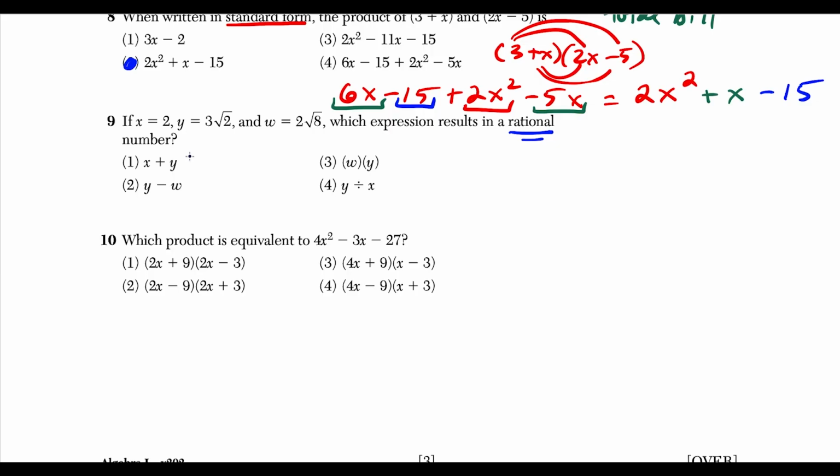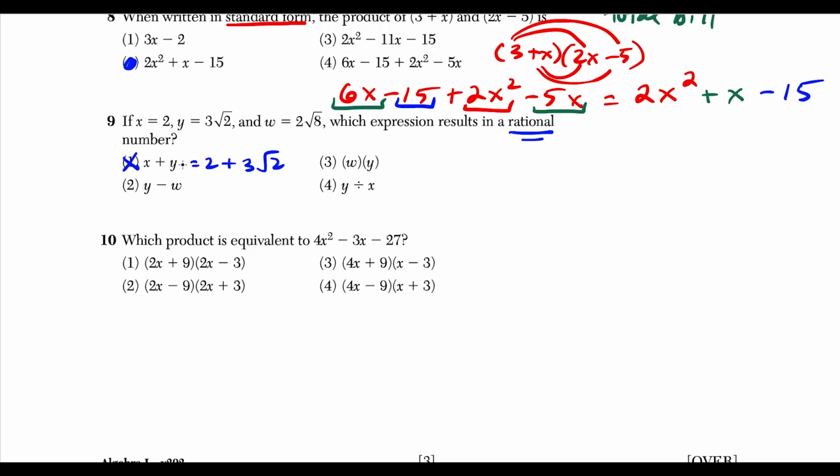So if we look at this here, x plus y, well, the first thing that jumps out at me for this is that this is going to be equal to 2 plus 3 radical 2. And this is an irrational number because we have a square root of a non-perfect square plus a whole number. So we have a rational number plus an irrational number, which is going to be irrational.